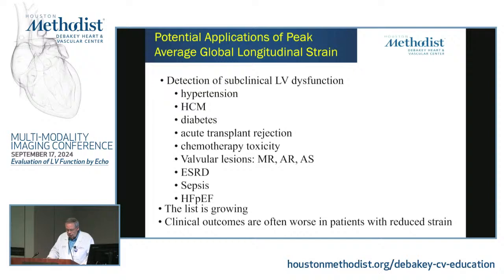So this is the list that is still growing of diseases and conditions where longitudinal strain is depressed: people who are hypertensive, particularly with LVH, hypertrophic cardiomyopathy, diabetics, interesting, transplant patients, chemotherapy toxicity, a lot of valvular lesions, end-stage renal disease, as I just showed you, HFpEF, very important, and sepsis. And the list keeps growing. There are more and more conditions where people are reporting abnormalities. But the important thing is that in practically every one of those reports, clinical outcomes tend to be worse when people have reduced strain.